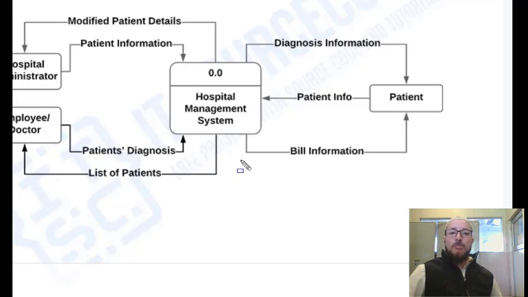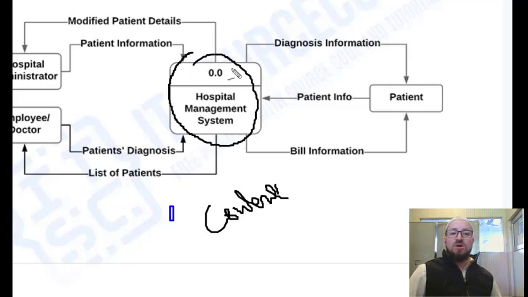This is a context level diagram because in the context level diagram we have simply one bubble in between. You can keep it a circle or a box, with the external entities around it. But in level 0, we will have all the processes and all the databases and all the files.